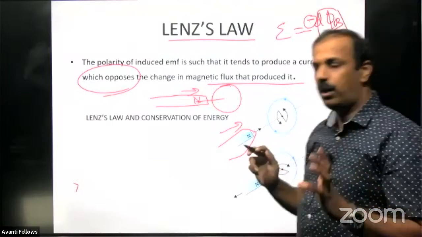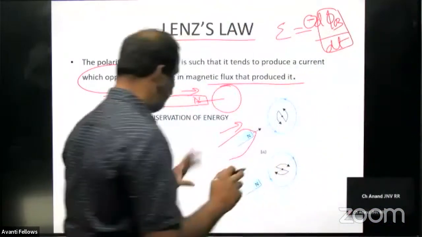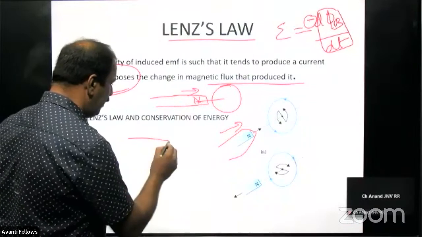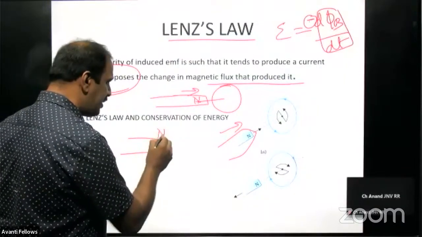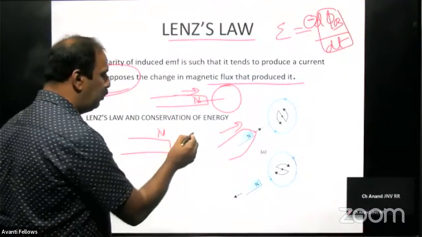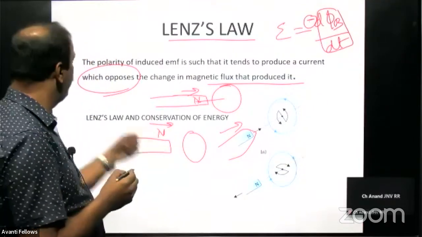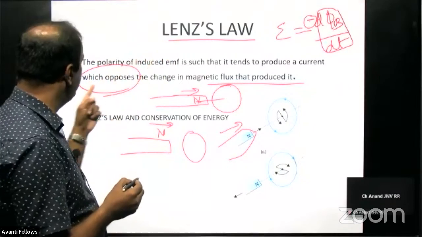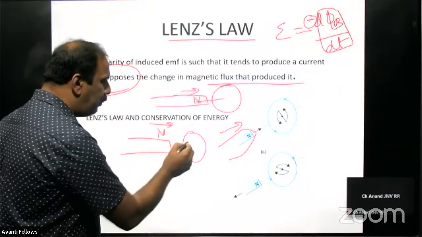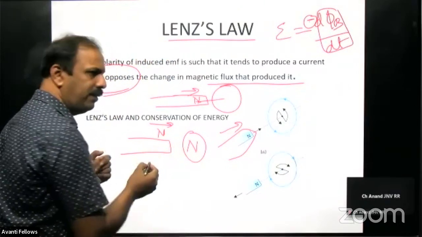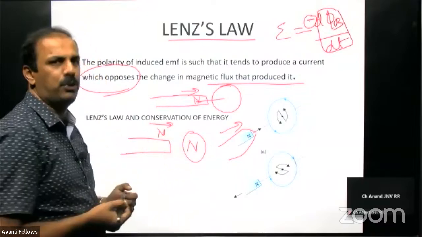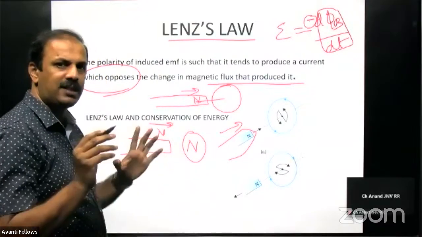Those who have not understood, once more I will tell you the concept. See here, you have a magnet with the north side here. You have a loop here. When you push this north side toward that side, as per Lenz's law, it should oppose. So to oppose, this side should be north. North and north will oppose. I think that's clear now.